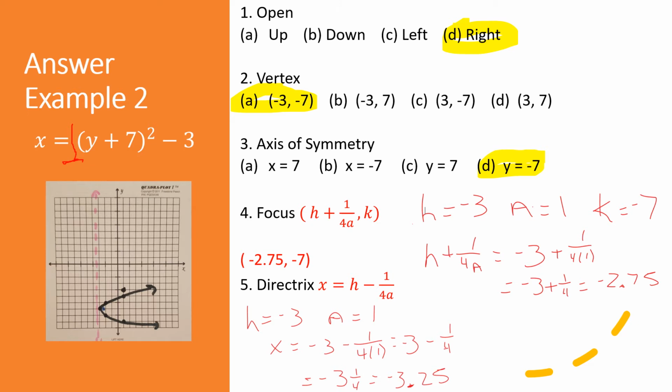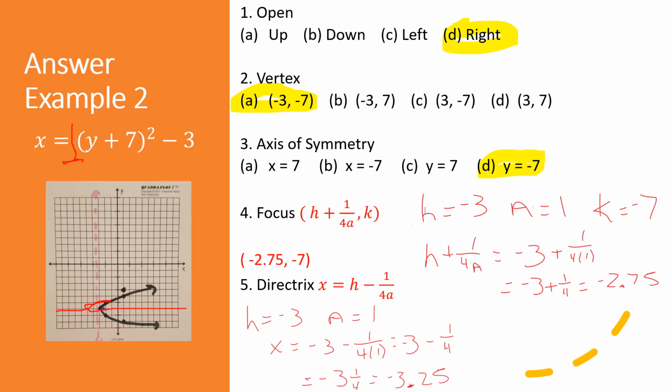But the axis of symmetry, in this case, is going to be an x equals line because it's going to open to the left or right. And it's going to be negative 7 for that. And then my directrix is the negative 3.25. I didn't graph the axis of symmetry, but the axis of symmetry would be like that line going up the middle.